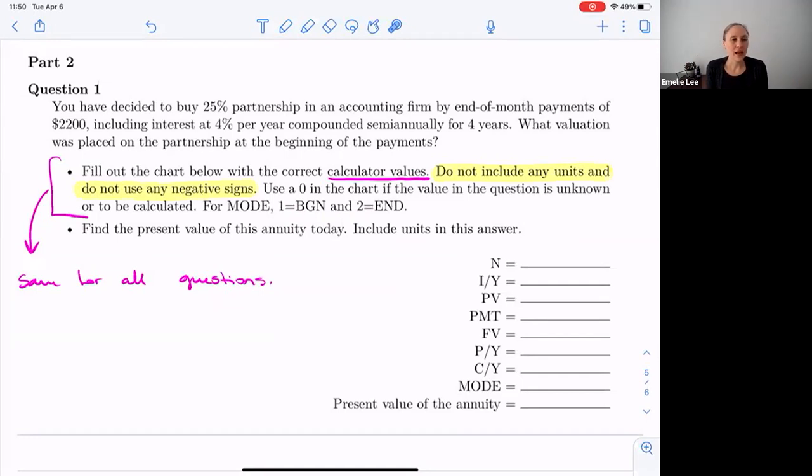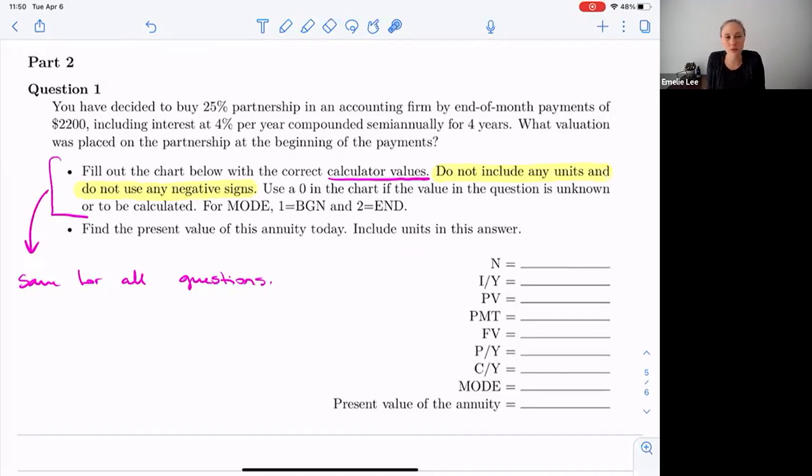So here we go. You've decided to buy, and I don't actually know, I just reworded an existing question. I felt like it read weird, so I changed it, but maybe it doesn't make sense anymore. But anyways, let's pretend that you can buy a partnership in a firm.